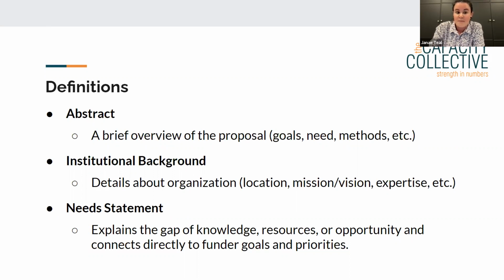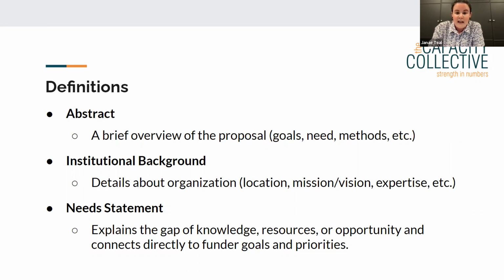The next is the institutional background, and these are just details about your organization, including location, your mission and vision, and your expertise. In this area, you're going to want to be sure that you highlight your past successes. You really need to brag about your organization. When the reader is looking at your application, they need to know right out of the gate that you are the most qualified, and you need to establish your credibility. You need to pull in any relevant data that you have about your organization, including staff demographics and current outcomes.